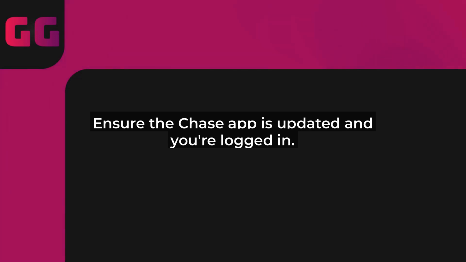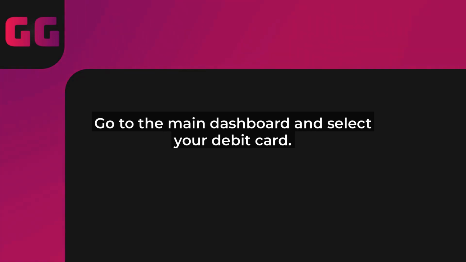Once you're logged in, open the app and head to the main dashboard. Look for the Accounts or Cards section. It's usually front and center. Tap on your debit card to access its details. This is where the magic happens.